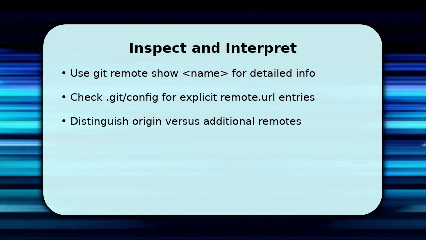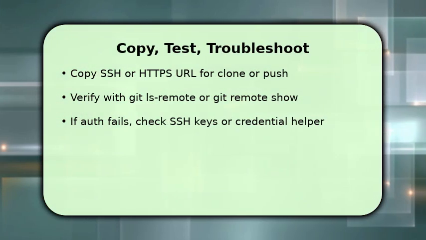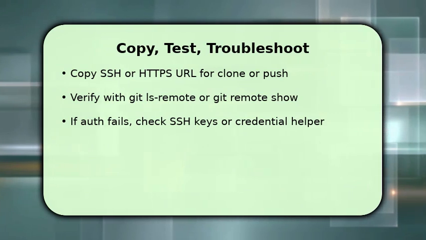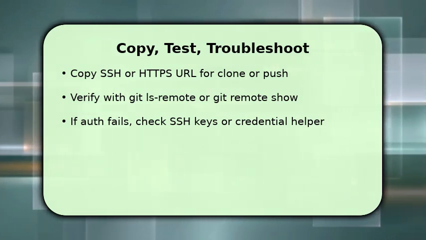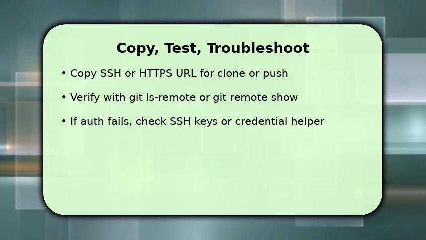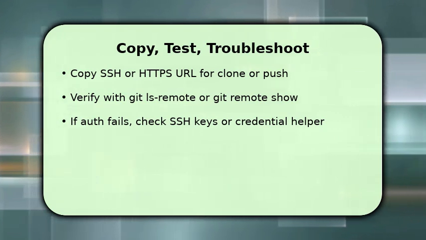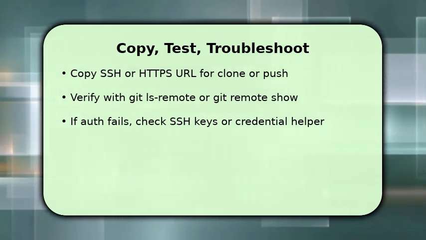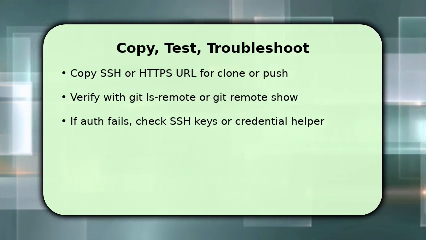Finally, copy the SSH or HTTPS URL shown and use it for cloning, adding a remote, or CI configuration. To verify connectivity, run git ls-remote <URL> or git remote show <name> after updating the remote. Successful output confirms access and correct URL.